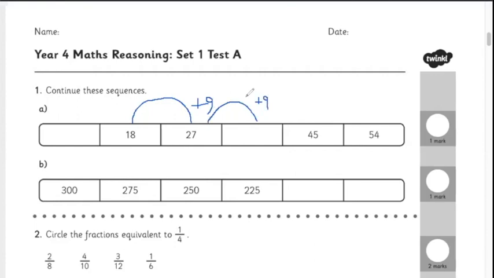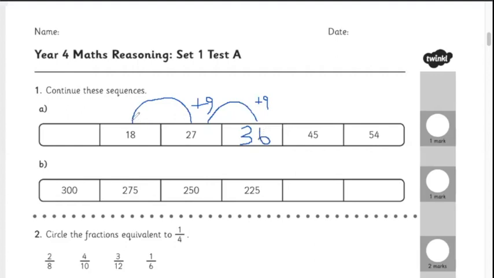Arjun, what do I have to do? I have to add 9, don't I? So, what is 27 add 9? What's 27 add 9, Arjun? 36. 36, good boy. So that one is 36.